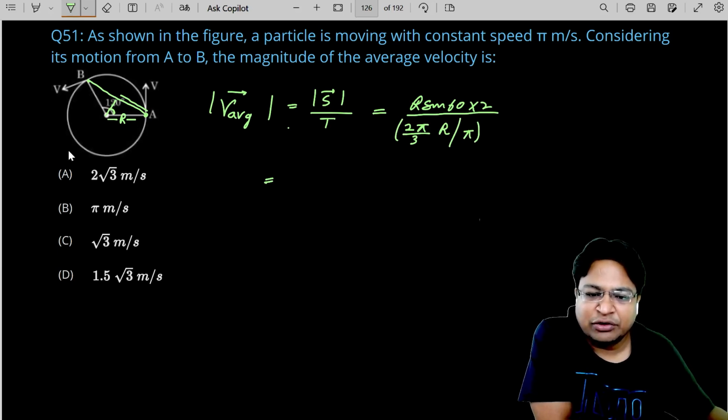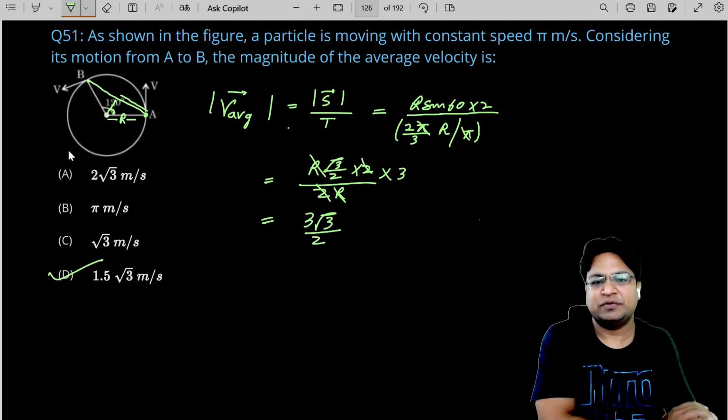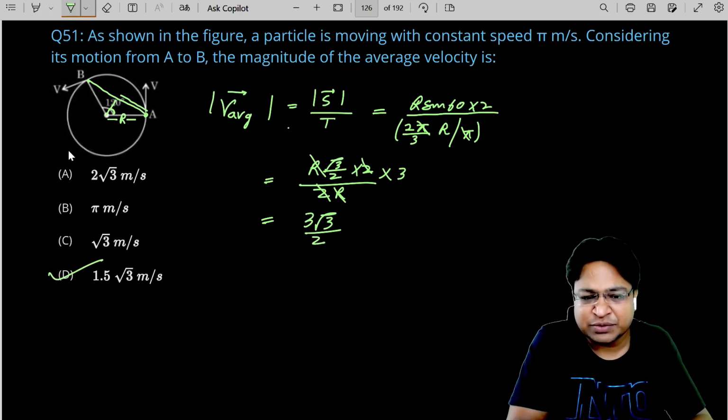And if I try to finish this calculation, this will become r into root 3 by 2, that's sine 60, multiplied by 2 divided by this pi, and this pi gets cancelled. So this is 2r and by 3. So 3 goes into the numerator. So now r and r gets cancelled. This 2 and 2 gets cancelled. So we end up with 3 root 3 by 2, which is 1.5 into root 3. So option D would be the correct answer to this question. So that was question number 1 for you.